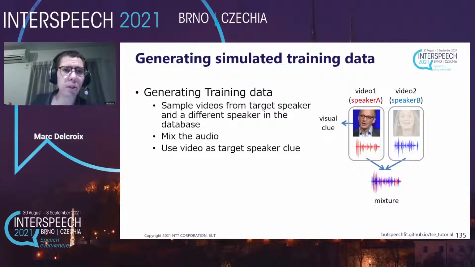Now I want to say a word about the training data. Again, to generate training data, we need to have the mixture. We need to have the reference target speech signal. And also we need to have a visual clue of the target speaker. So what we would do is use a dataset that includes videos of single speakers speaking. We would take two videos and take the audio of each of these videos to create the mixture, and take the video of one of the speakers as visual clue. And the mixture will sound something like that.